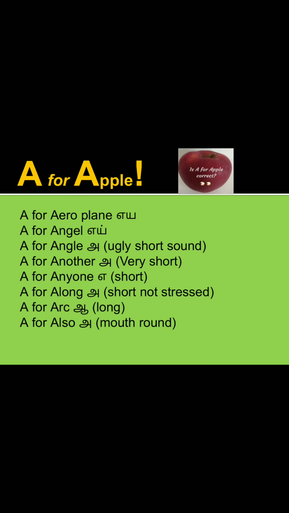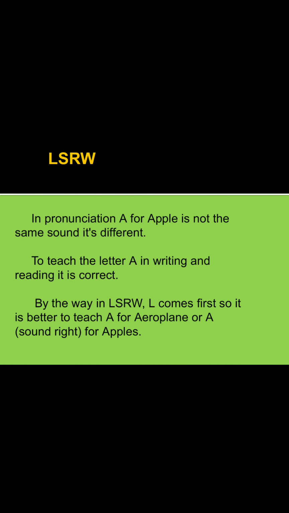So while teaching A for apple at the kindergarten level, it doesn't match with the LSRW skills. So it would be better if we use another word like aeroplane, which sounds the same. I defend my cause here. Just see, the pronunciation of A for apple is not the same, but it is different. And while writing and reading, it is fine, excellent. Okay. And in listening and speaking, this concept of A for apple is not correct.